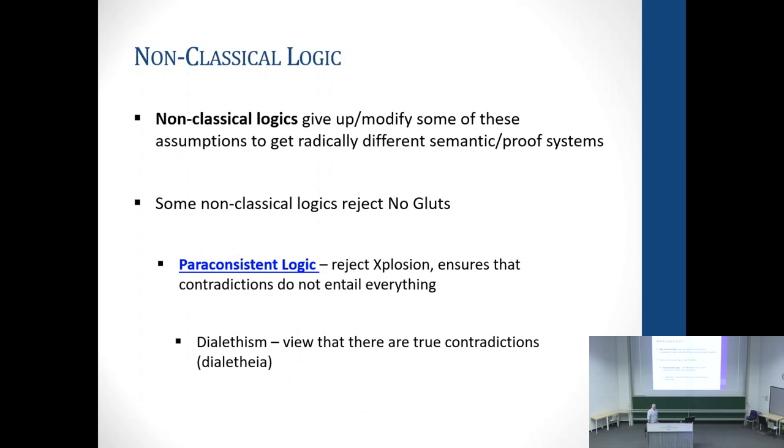You can also have logics that reject no gluts. That is, logics that accept that for some sentences, it and its negation are both true. These are paraconsistent logics. The important thing about paraconsistent logics, strictly, is that they deny explosion. So they deny that from a contradiction, everything follows. The idea here is that they just want to make sure that they don't collapse into triviality. And you have versions of paraconsistent logic that are just basically like TFL, but they just say, hey, explosion doesn't work. Everything else goes.